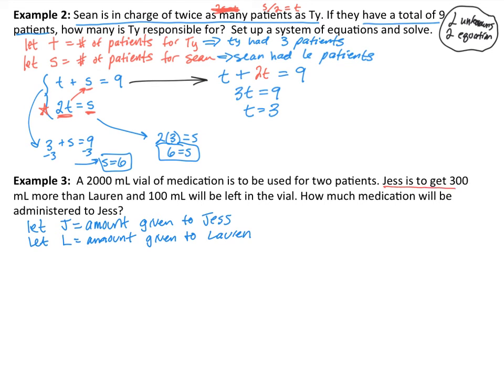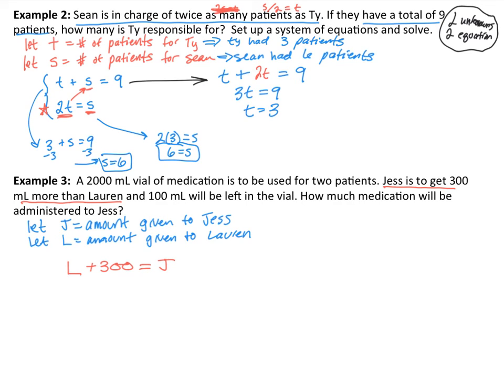I'm told Jess is to get 300 more than Lauren. That's telling me that I need to equate these 2 values. I need to equate what Lauren's receiving and what Jess is receiving. So if I take what Lauren was receiving and I add 300 to that, then it will equal the amount that Jess will receive. Again, that's a little backwards than you might see here in the problem. Jess is to get 300 more than Lauren. So let's take Lauren. We'll add 300, and then it's equal to Jess. That one's a little bit more straightforward, perhaps, than some of the others. We need to take Lauren, add 300 to that amount, and then it'll equal Jess.